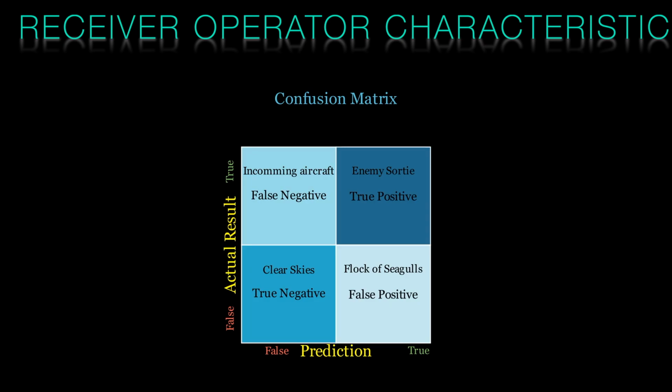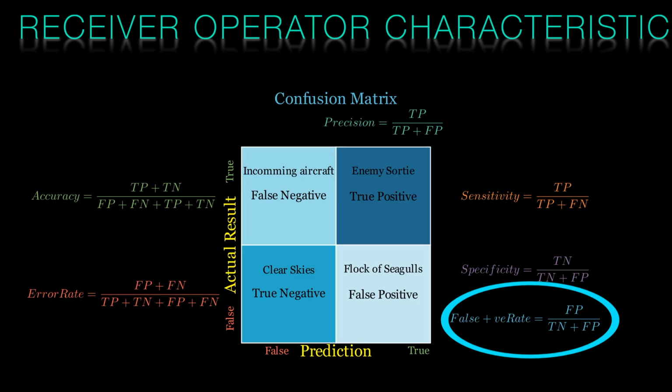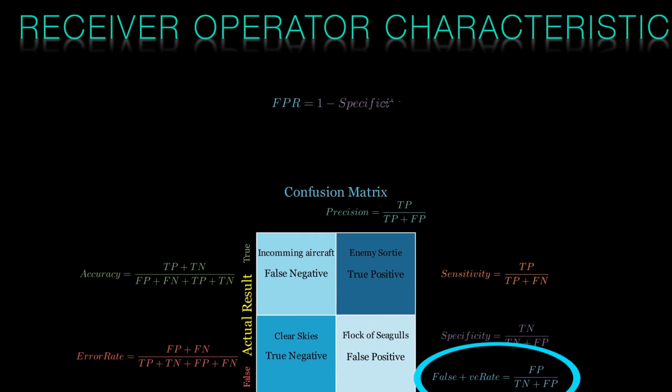Air Command needed to set their thresholds correctly, and to do so used ROC curves. ROC stands for Receiver Operator Characteristic. The setting of the threshold involved the tuning of the radar receiver by the operator. The classic ROC curve plots the true positive rate versus the false positive rate. The true positive rate is what we've been calling sensitivity, and the false positive rate is 1 minus the specificity.